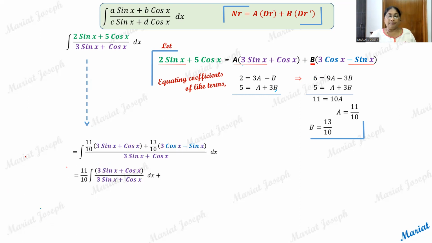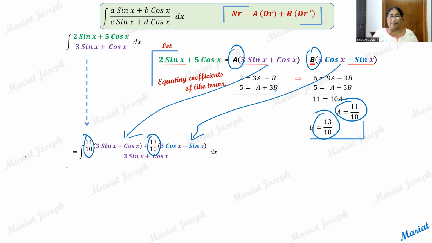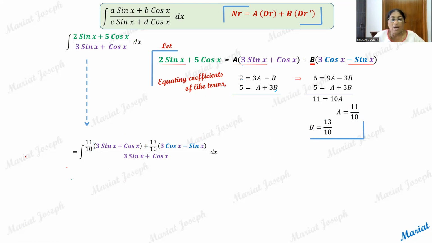This is the step. a is 11 by 10, this a we are using here. Then b is 13 by 10 that we are using. And using that, we are copying these two over here. So the original numerator is no more there. This is not there. That's gone. Why did we do so?